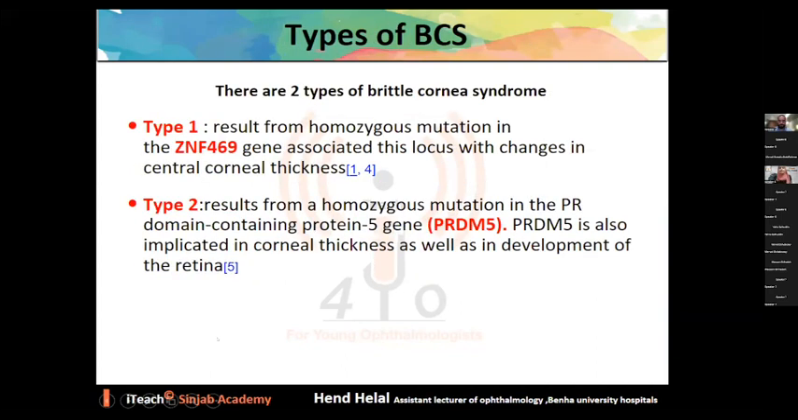As a genetic disease, we have two types of brittle cornea syndrome. Type 1, due to mutation of the ZNF469 gene with a change in the central corneal thickness, and type 2, due to mutation of the PRDM5 gene with a change in the corneal thickness as well as in development of the retina.